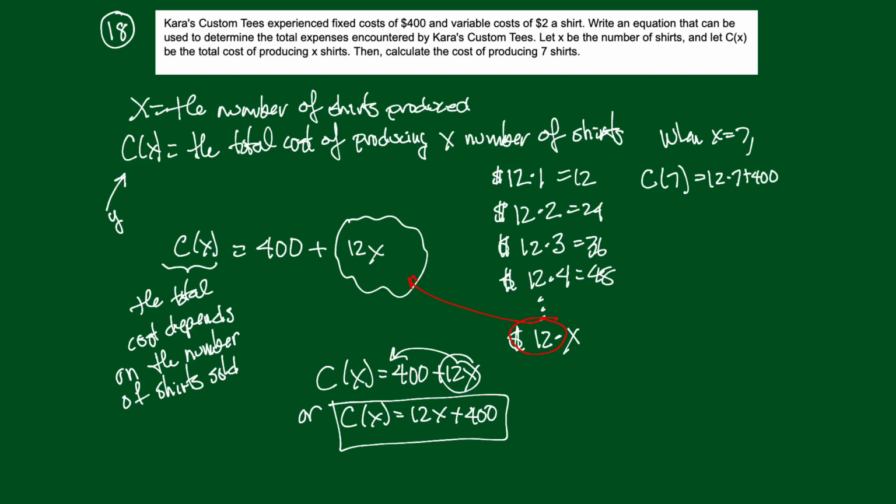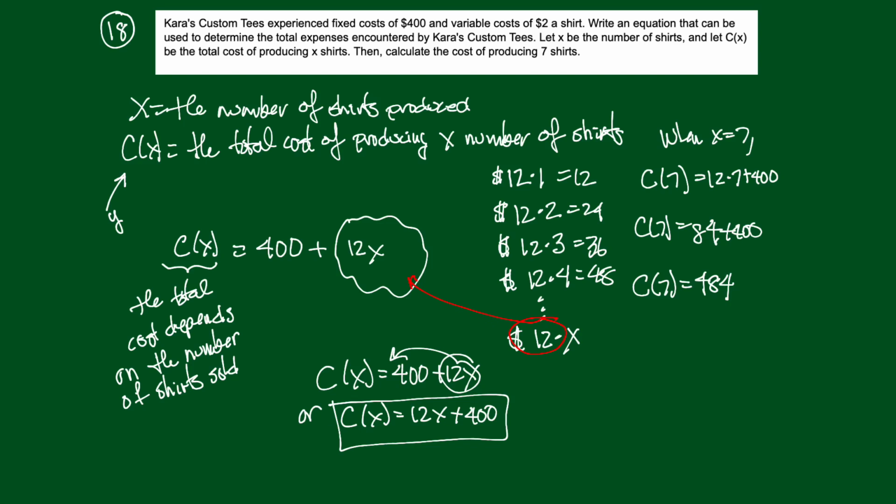Now you can probably do this in your head. I'll show you. C of 7 is equal to, well, what do you get? 7 times 2 is 14, so I'm going to get a 14, but then I'm going to have to carry the 1. So then I get 7 times 1 is 7, carry that 1, I get an 8. So this is 84 plus 400. All right, so the cost of producing 7 shirts is $484.